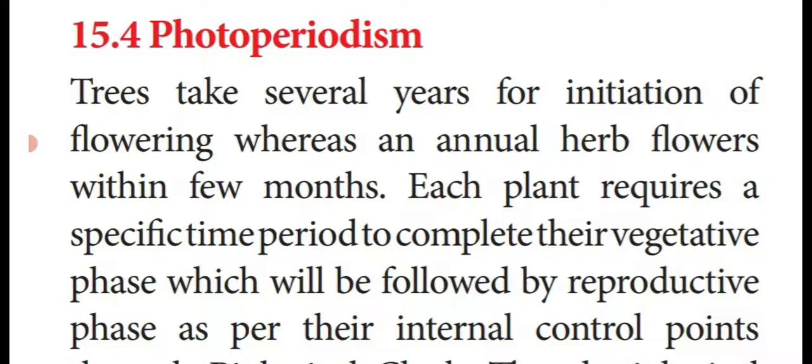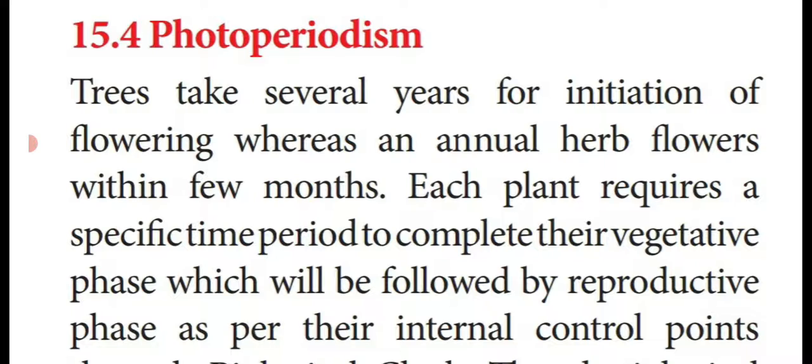Dear students, the initiation of flowers takes place in plants and trees, and they show variation. In trees, the flower formation takes several years. But in the annual herb, annual means plants which complete the life cycle within the year, they produce the flowers within 6 months or a few months.